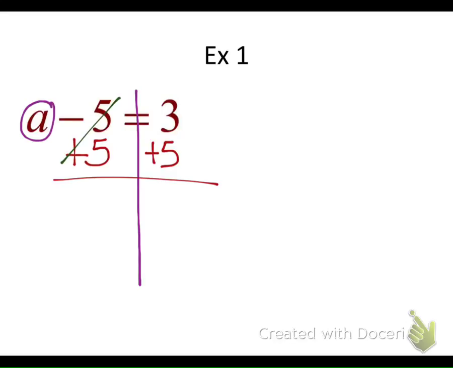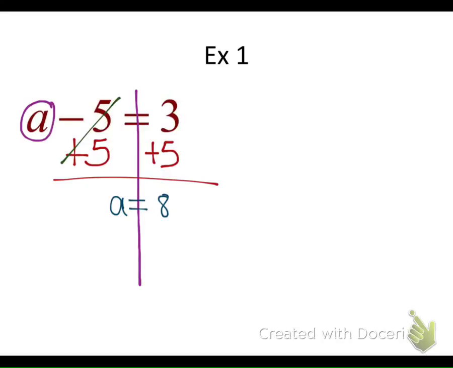So what do I have left on my left side now? What remains over here? So I'm going to bring my a down. I'm going to bring my equal sign down, and I'm going to put it on my line of equality. And then 8. I just told you the answer. What's 3 plus 5? 8. So a equals 8. So the value of a is 8.